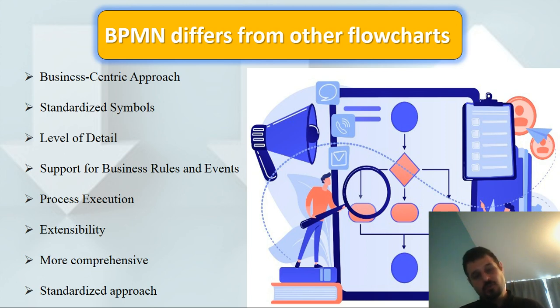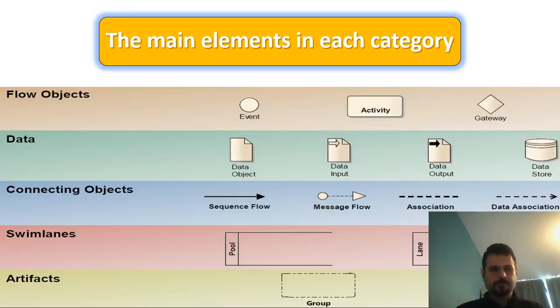Process execution, we talked about that, and extensibility. Extensibility is the most important difference between BPM and other flowcharts, making it more comprehensive. As you see, and as I said, there are more than 100 notations in BPMN, and it's very comprehensive and helps us display everything that happens in our organization and that we are doing in our organization. And it's a standard approach.